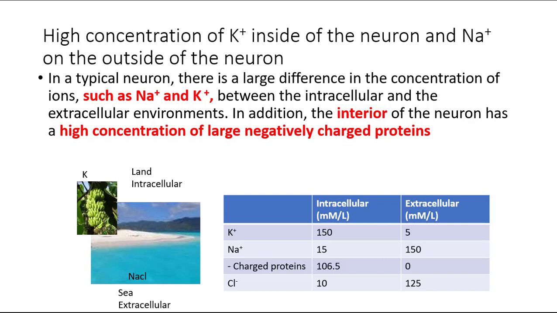And bananas, right, like most fruits and vegetables, are high in potassium and low in sodium. And there are salts, like sodium, in seawater, right? So it helps you memorize: an intracellular environment is like land, which has bananas, so more potassium, and seawater is like an extracellular environment, which has more sodium, like salt.